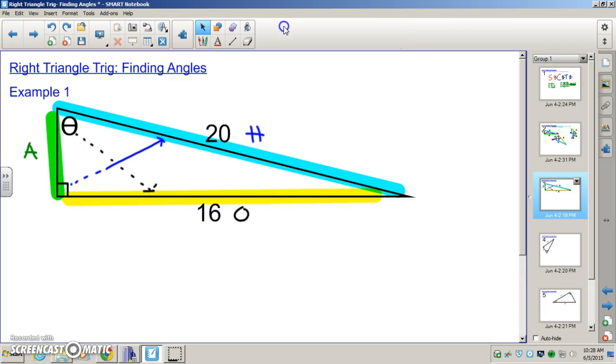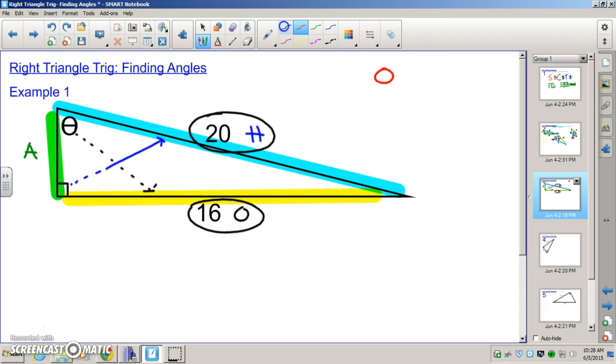So now with those labeled, I know I have the opposite and I have the hypotenuse. So if I have the opposite and the hypotenuse, I can think about using sine. When I write it out, I'm going to say sine of the angle, always of the angle, equals opposite over hypotenuse. So I have sine of theta equals 16 over 20.